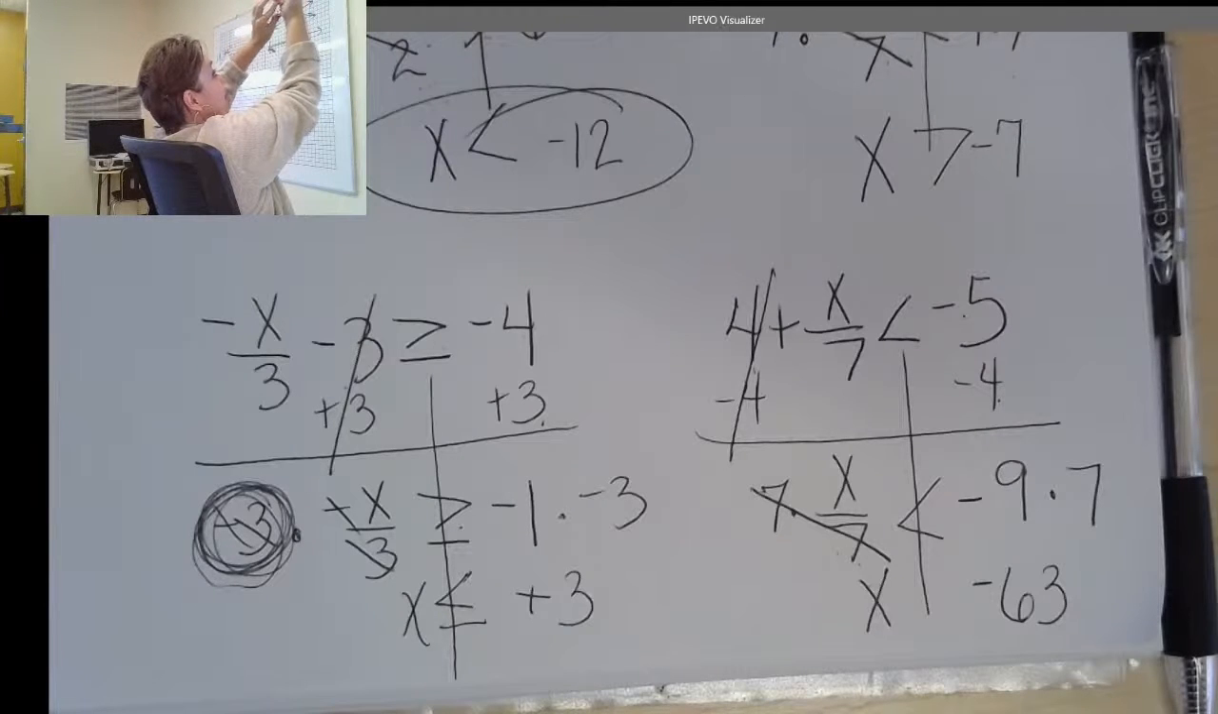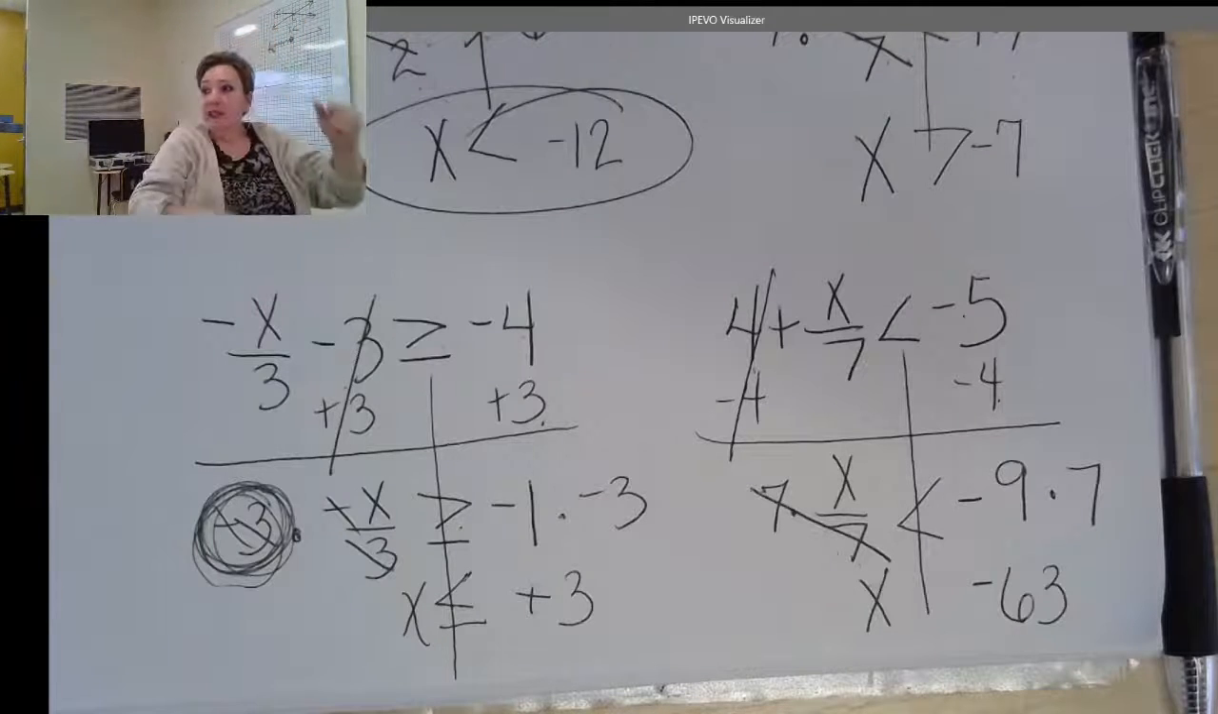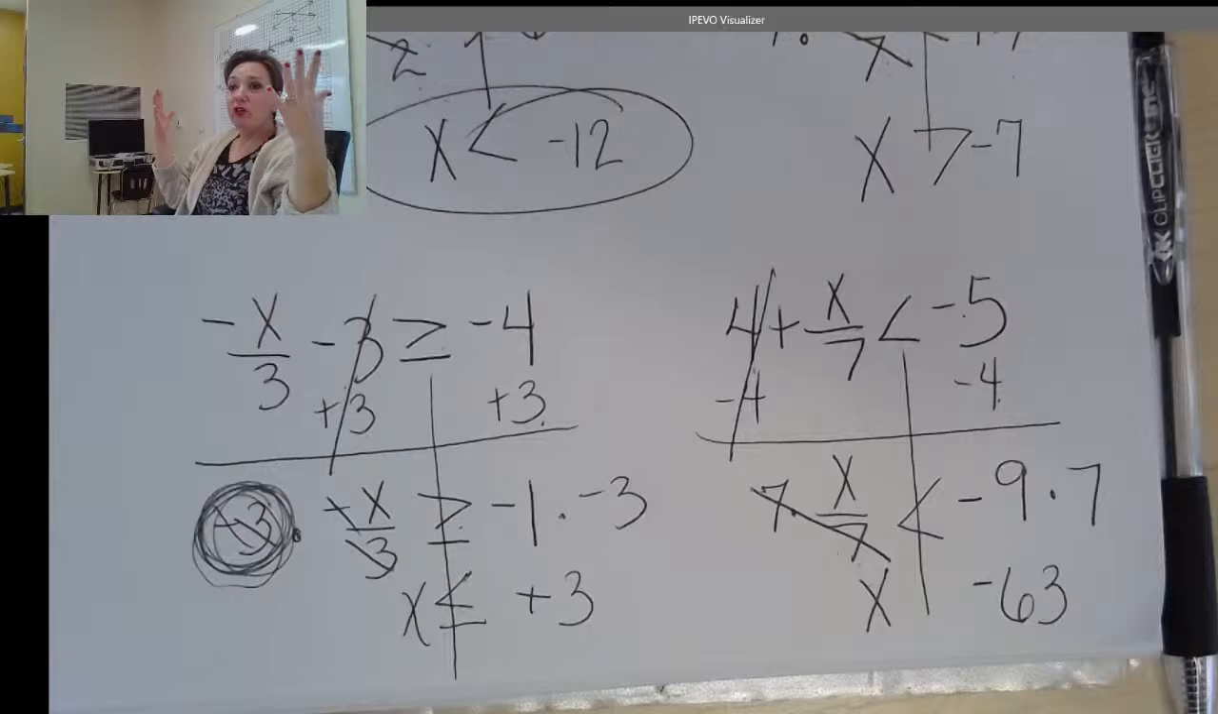9 times 6. I put down my pinky. This side is 5. This side is 4. 54. 9 times 8. I put down this middle finger. This side is 7. This side is 2. 72. So as long as you got 10 fingers, you can do your 9s on your fingers.